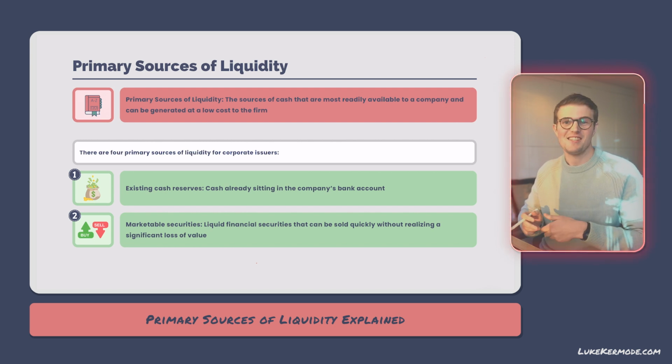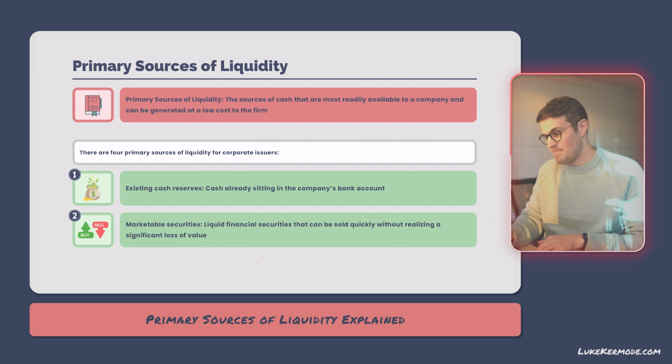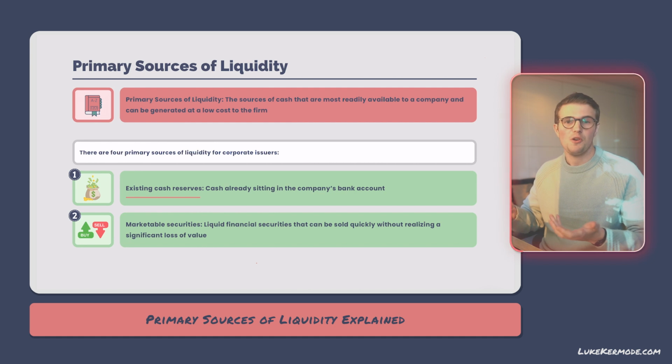So this is cash that sits on the company's balance sheet, is really easy and readily available for them to access and can be used to fund BAU cash needs of the business. So that's the first source.